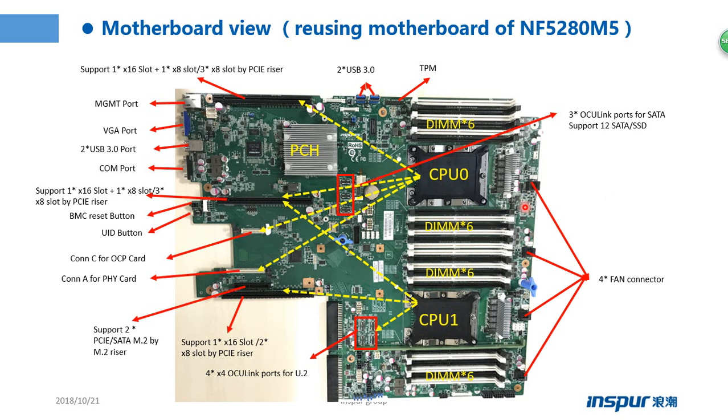Those are the 4 fan connectors, the power connector, and the OQ-link ports for SATA, which support 12 SATA or SAS drives. The internal USB port, and those three are the PCI slots. Those 2 are the OCP slots. Those 2 connectors are the power supply unit connectors.